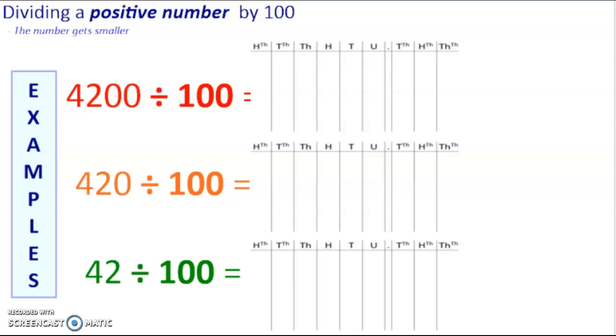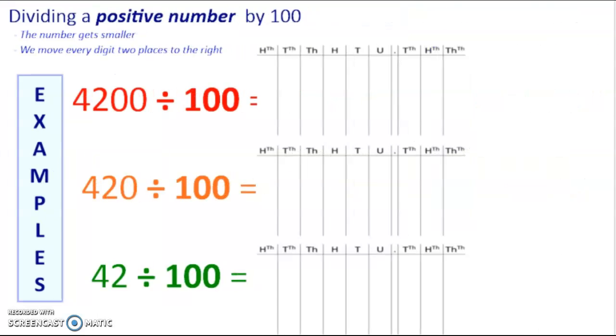And what do you think is going to happen to all the digits in my number? When I divided by 10, all the digits moved 1 place to the right. So when I divide by 100, what do you think is going to happen to all those digits? Pause the video and tell your screen. Did you say that all the digits are going to move 2 places to the right? Well done.